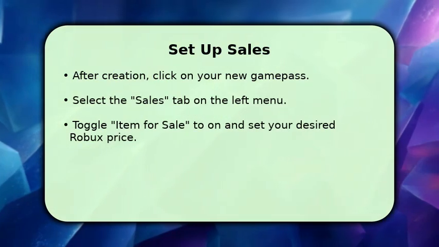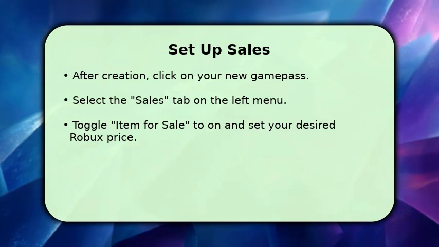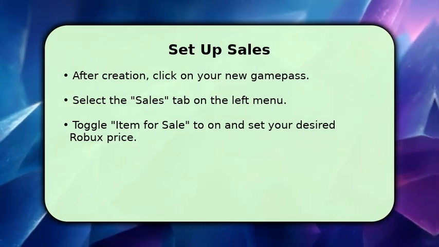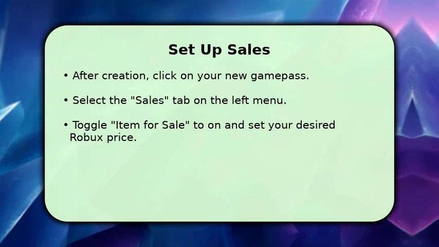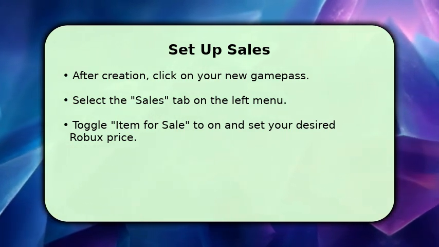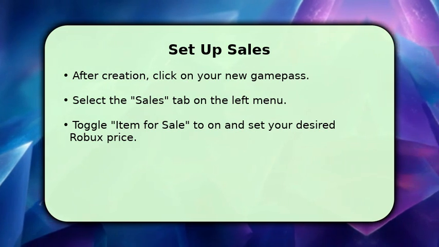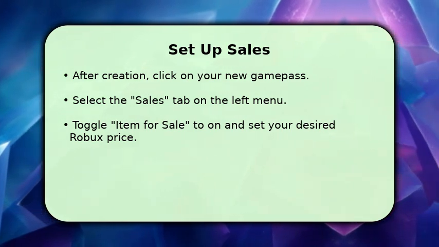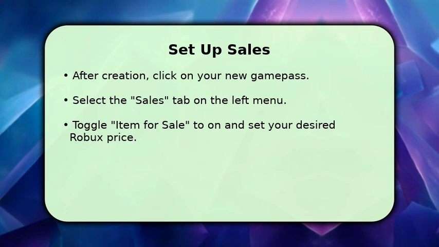Once your Gamepass is created, click on it to access its configuration page. On the left-hand side, you'll find a Sales tab. Click there to proceed. You'll see a toggle labeled Item for Sale. Make sure to switch this to the On position. This activates the Gamepass for purchase.